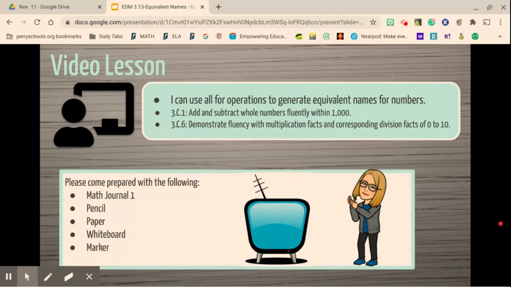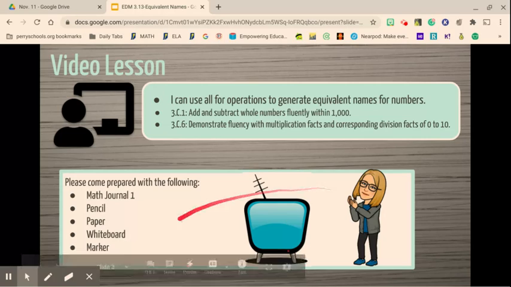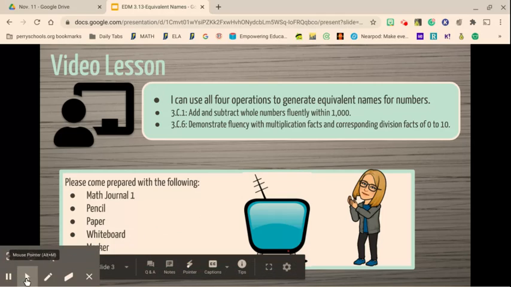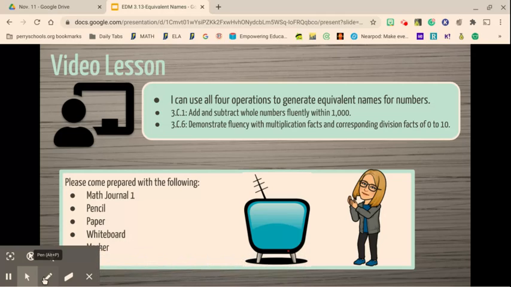So our objective for today is I can use all four operations to generate equivalent names for numbers. So when we say four operations, we are talking about addition, subtraction, multiplication, and division. So we're looking at different ways to generate equivalent names using those four operations.